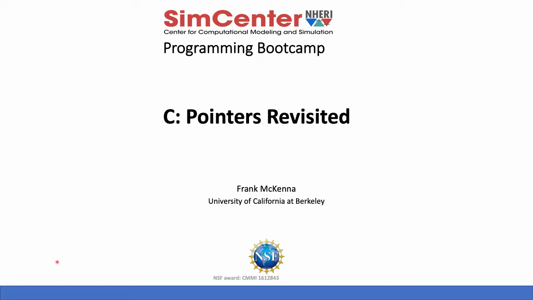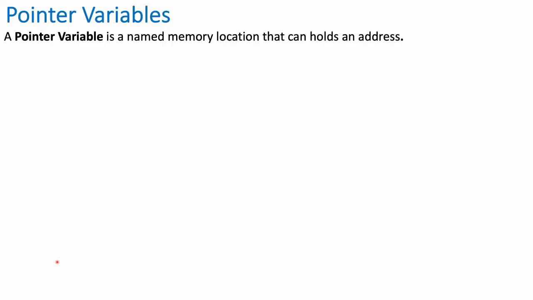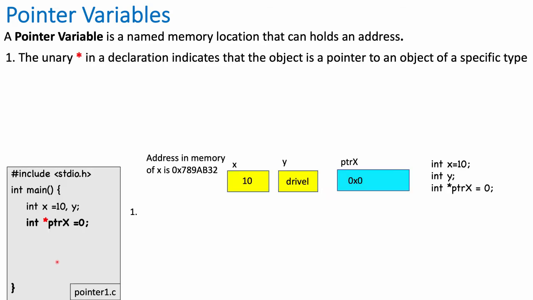In this video, we're going to review two of the examples we presented yesterday that use pointers. The reason we're doing so is that it's very important you understand pointers if you ever want to write efficient C code. So again, what is a pointer variable? A pointer variable is a named memory location that holds an address. Yesterday we saw variables of type integer and float that held ints and floats. Well, a pointer is just another type of variable, and this type of variable holds addresses in memory.